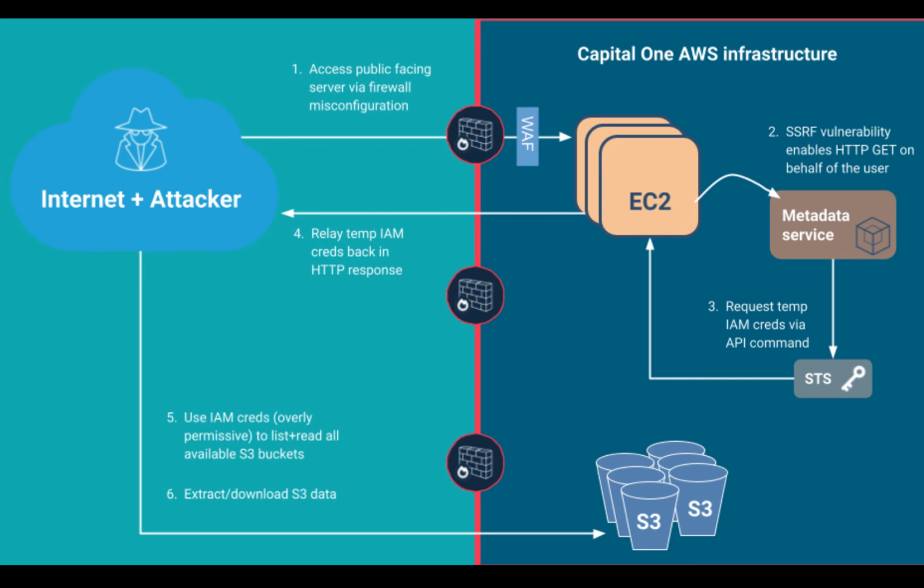In this attack, the hacker tricked the EC2 instance into sending credential requests, all due to a misconfiguration. The attack also demonstrates the dangers of overly permissive resource configuration in cloud infrastructure.